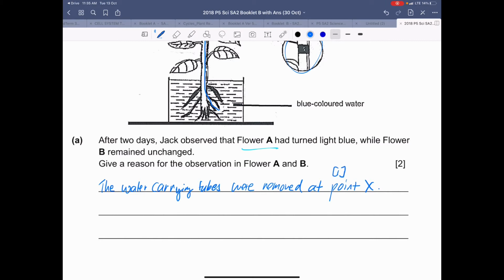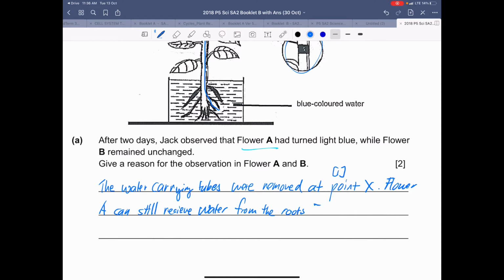Where's the other half mark? You have to justify for me why A can receive water. So you have to say that flower A can still receive water from the roots.